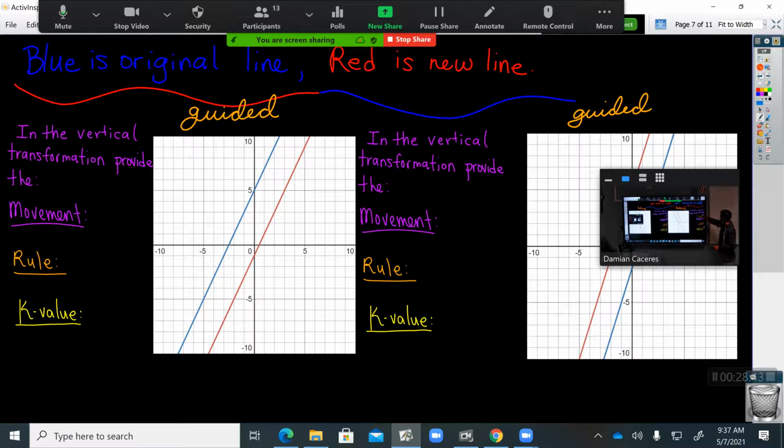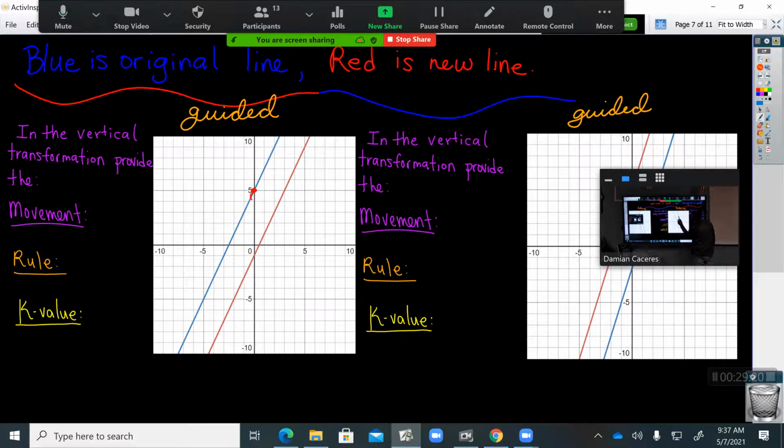All right, so let's do this. In the vertical transformation, provide the movement, the rule, and the K value. So what do I mean by movement? How many units where? That's what I mean by movement. So you're going to put 2 units up, 3 units right, something like that. Okay? So blue line is the original. Let's mark a point on the blue line. Any point you want. And now, go see where they moved to create the red line, because the red is a new line. So did they go up or down to get to the red line?